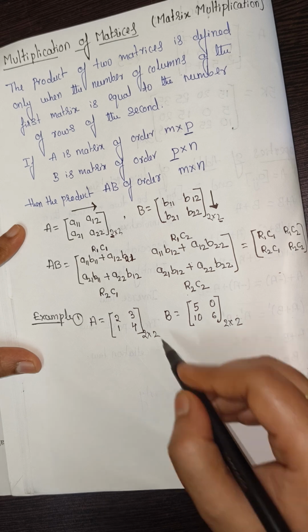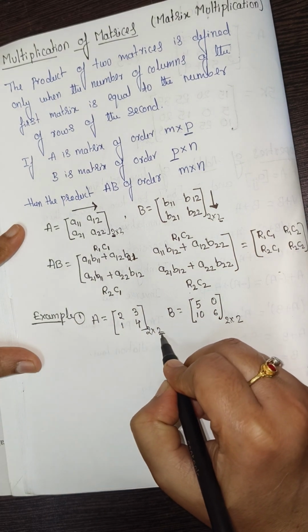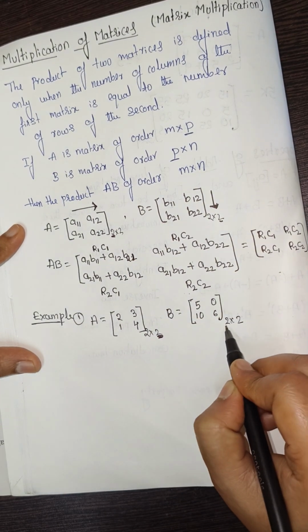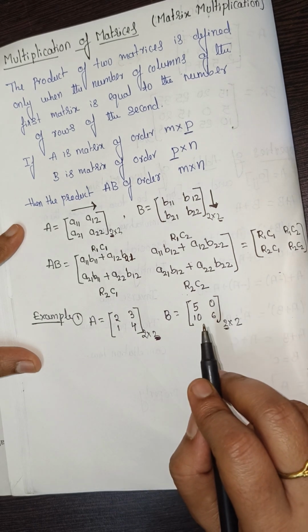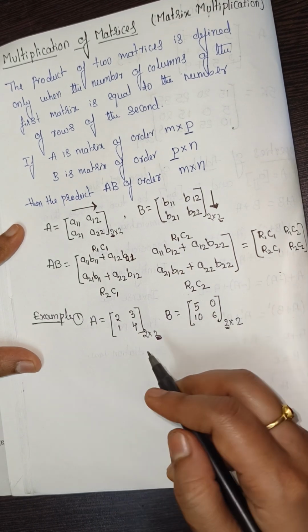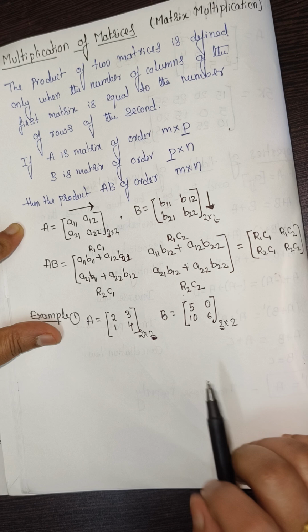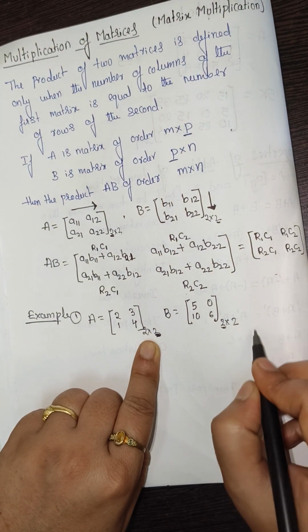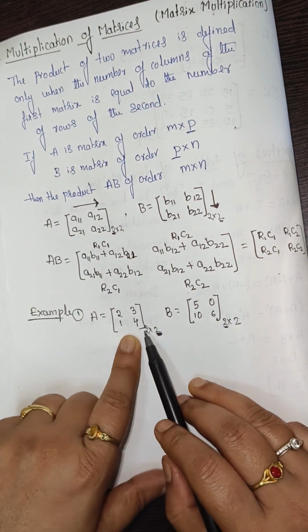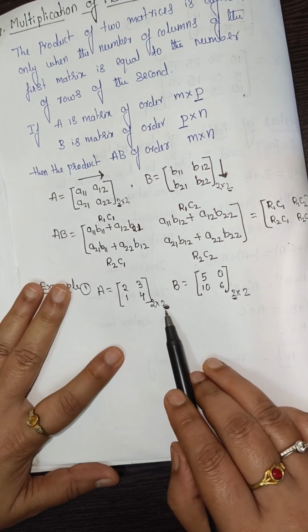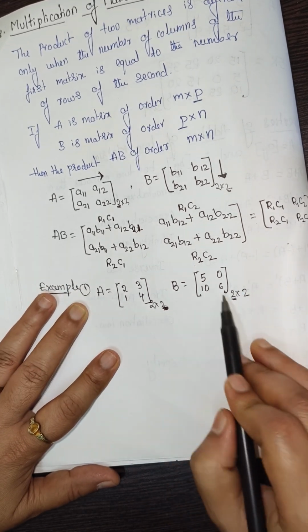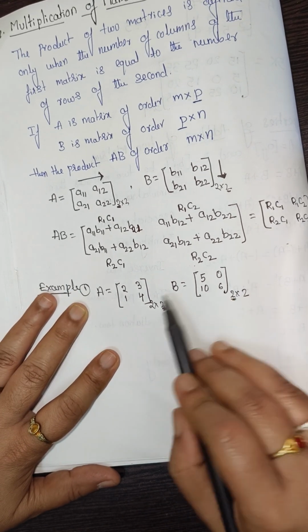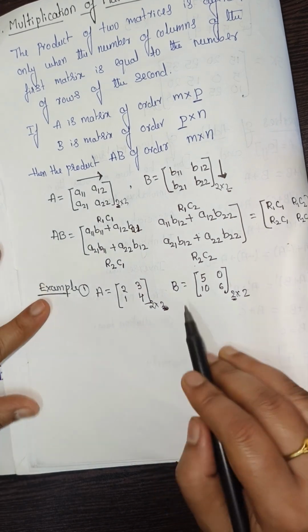Here, what should we check? The columns of the first matrix and the rows of the second matrix should be the same. Then only we can simplify. The order may be the same, may not be the same, it's okay. I will show other examples also. First we will see this one. The first matrix's columns are 2 and the second matrix's rows are 2, so we can simplify this one.